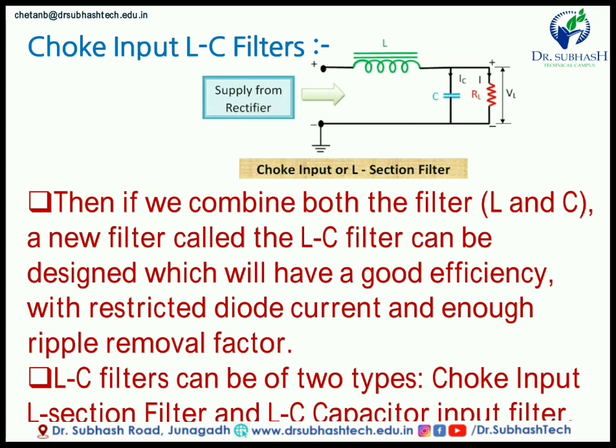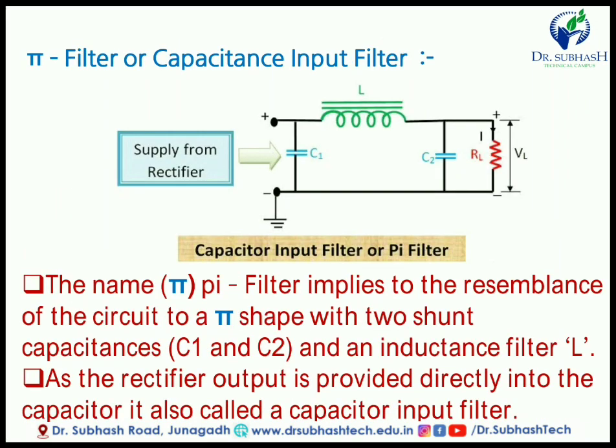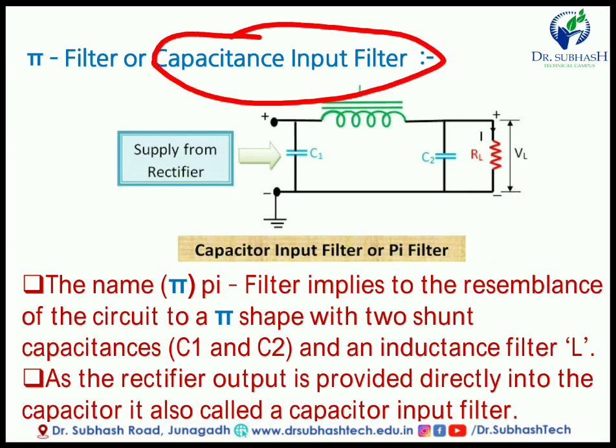You have to remember the combination of the inductor and capacitor, then you can design the input capacitor or input inductor filter. Now friends, the last filter is a combination of capacitor and inductor. The name of this filter is pi filter or capacitor input filter. Why is it called a capacitor input filter? Because the output of the rectifier is directly given to the capacitor, parallel to this capacitor. So it is known as capacitor input filter because the circuit input is given to the capacitor.